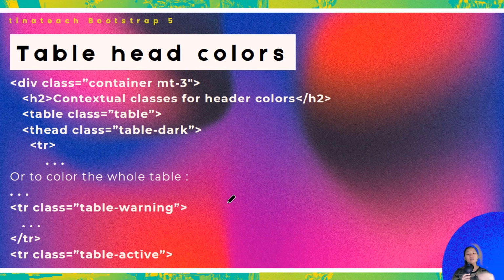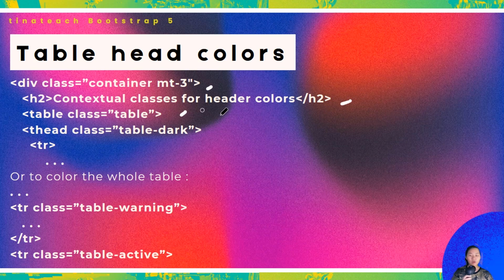Now the next section is table head colors. We start with a container MT3 for the container div, and then we have the header contextual classes for header colors. You absolutely can apply contextual classes, what we've talked about previously, with text primary, text info, text warning, or text BG primary, text BG info. You can absolutely apply that to tables as well. It's not just limited to, let's say, the P tag.